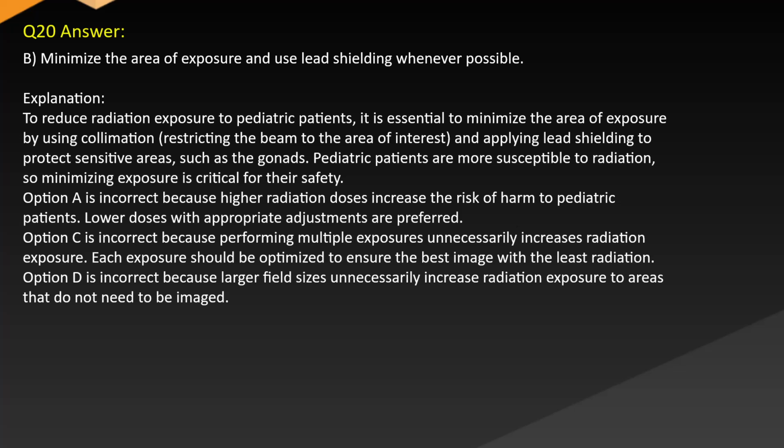Explanation: to reduce radiation exposure to pediatric patients, it is essential to minimize the area of exposure by using collimation, restricting the beam to the area of interest, and applying lead shielding to protect sensitive areas, such as the gonads. Pediatric patients are more susceptible to radiation, so minimizing exposure is critical for their safety. Option A is incorrect because higher radiation doses increase the risk of harm to pediatric patients. Lower doses with appropriate adjustments are preferred.